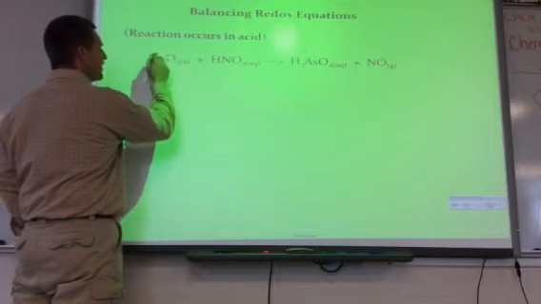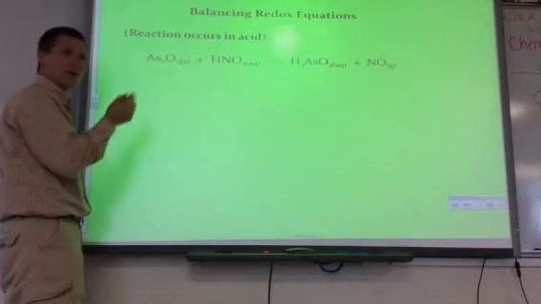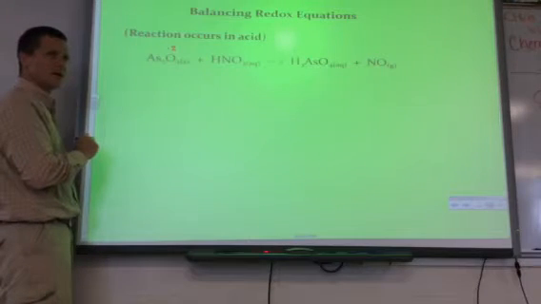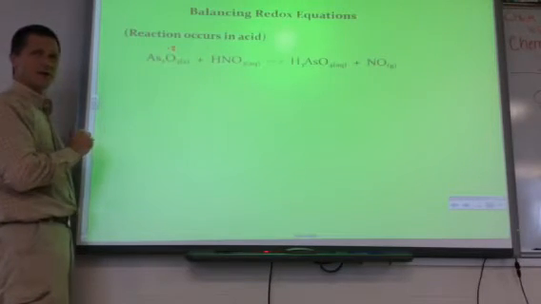What's the oxidation number of As and O in this compound? Well, we know the oxygen is going to be -2. What about the As? +3. Yeah.